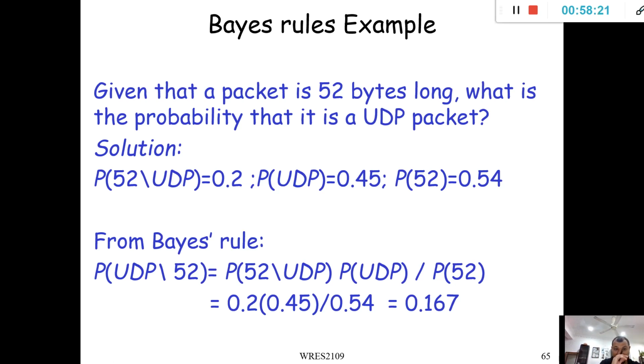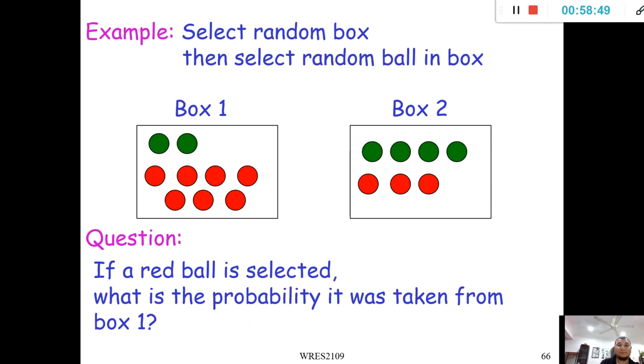So you have P(52 given UDP). You can also find P(UDP given 52), which is 0.167. This is just like mathematics that formalizes the numbers. You have to know the formula, and you have to replace this and that. This is just a substitution type of mathematics.